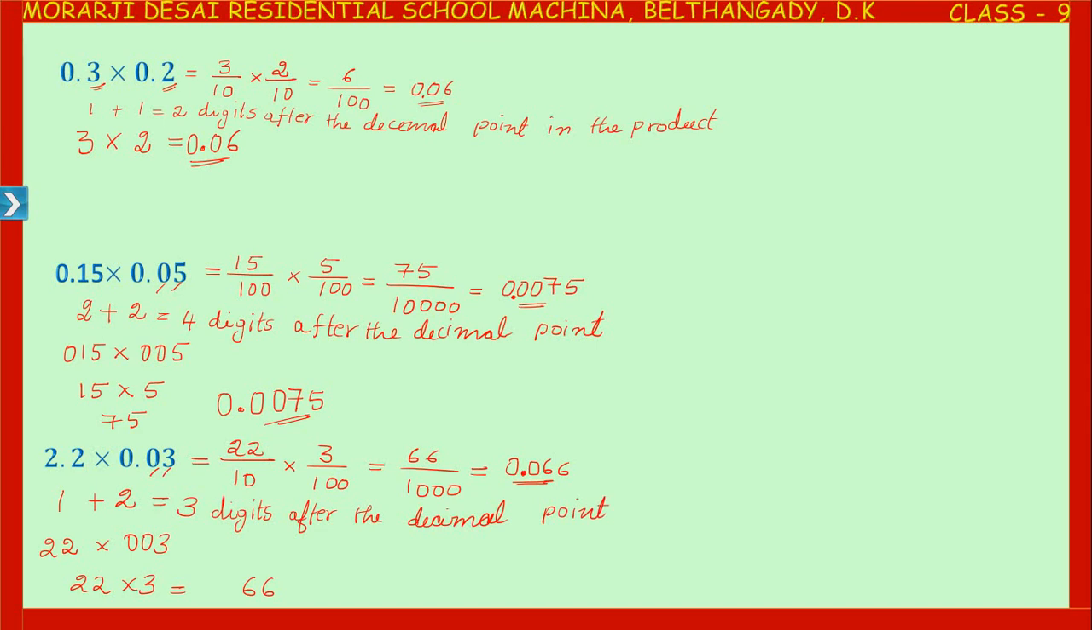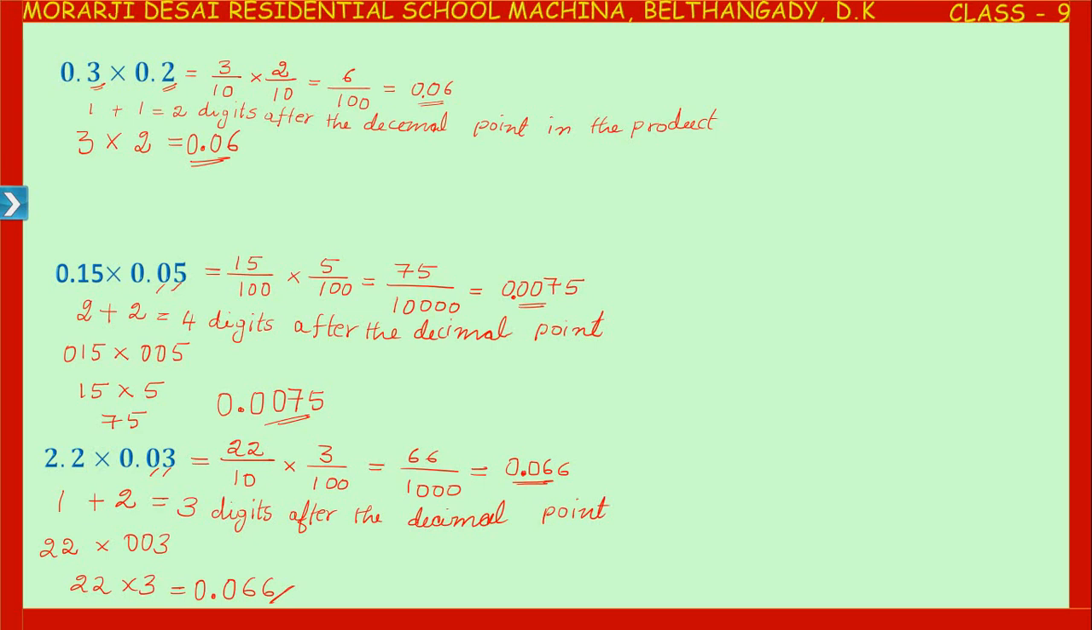That is, here we have only 2 digits. Put 1 digit, that is 0, on the left side. Now put the point here, then put 0. That is 0.066 is the answer. So while multiplying decimals, no need of converting into fractions. First ignore the decimal point, that is remove the decimal point, then multiply. After that you have to put the decimal point. That is according to the sum of the digits after the decimal point in the numbers to be multiplied.